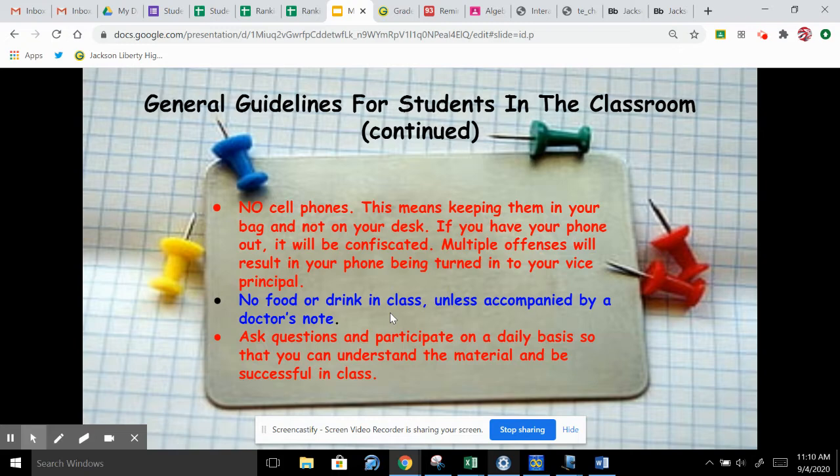But until I get the go ahead, you can't have anything. If you have a water bottle, keep it in your bag, things like that. But there's going to be no eating in class. And that includes me, guys. That obviously includes me. I've got to follow those rules too.